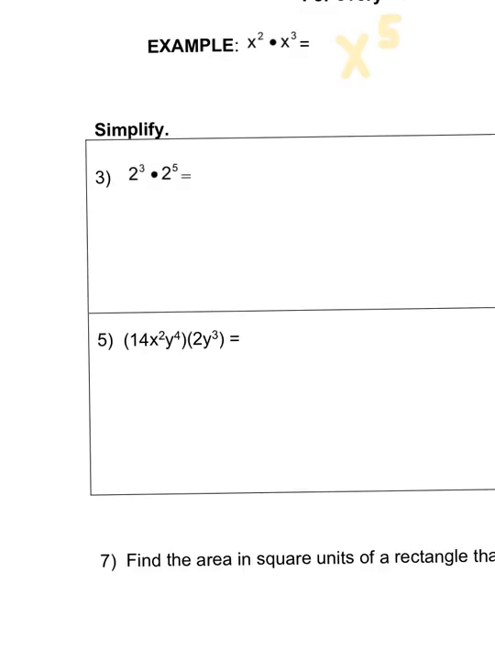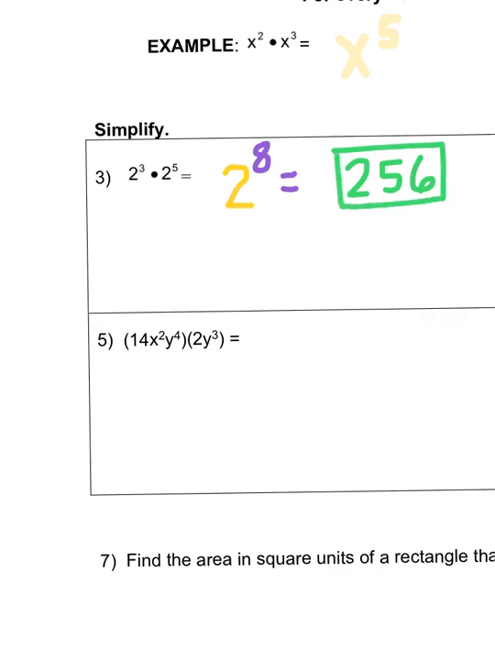Let's begin with number 3. The base is 2. So we copy down the base, we add the exponents. 3 plus 5 is 8. However, that is still not simplified. To simplify this fully, we would evaluate 2 to the 8th power to get 256.